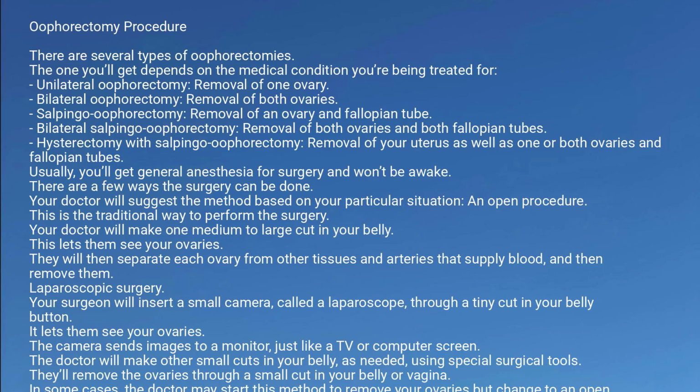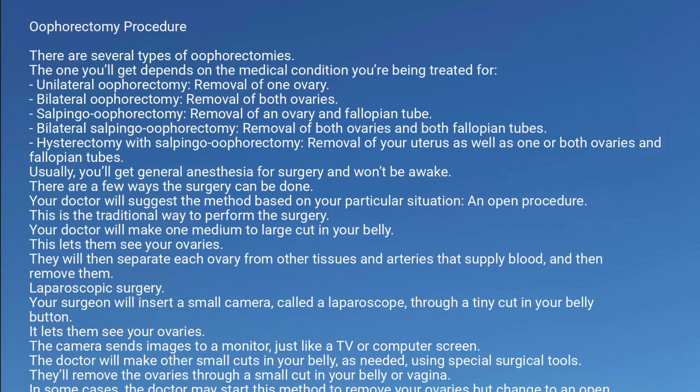Oophorectomy procedure. There are several types of oophorectomies. The one you'll get depends on the medical condition you're being treated for. Unilateral oophorectomy, removal of one ovary. Bilateral oophorectomy, removal of both ovaries. Salpingo-oophorectomy, removal of an ovary and fallopian tube. Bilateral salpingo-oophorectomy, removal of both ovaries and both fallopian tubes. Hysterectomy with salpingo-oophorectomy, removal of your uterus as well as one or both ovaries and fallopian tubes.